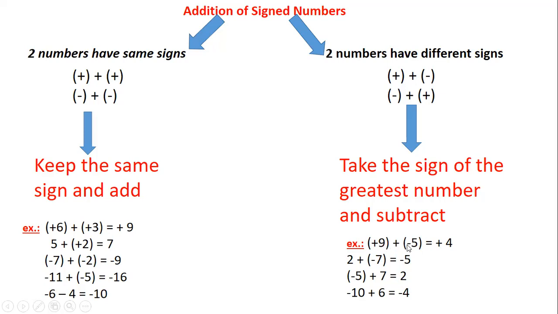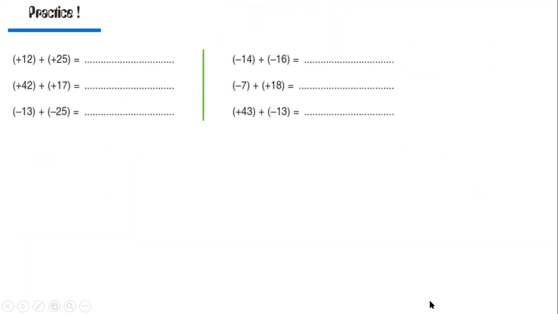+9, I'm adding it with -5. I am adding a positive with a negative. I have different signs. Since I have different signs, I will take the sign of the greatest number, which is 9. Since it is positive, I keep it positive and I subtract. 9 minus 5 is 4. Of course, here you have so many examples that you can apply. Here we have to practice this exercise.